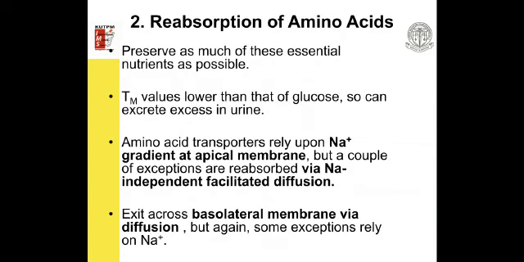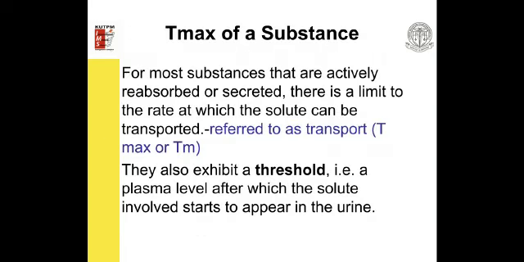Reabsorption is to preserve the essential nutrients for energy. The tubular maximum values are lower than that of glucose, so the body can excrete the excess in the urine. Amino acid transporters rely on the sodium gradient at the apical membrane, but a couple of exceptions are reabsorbed via sodium-independent facilitated diffusion. It also exits through the basolateral membrane via diffusion, but again, some exceptions rely on sodium.